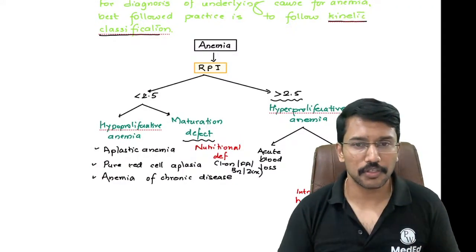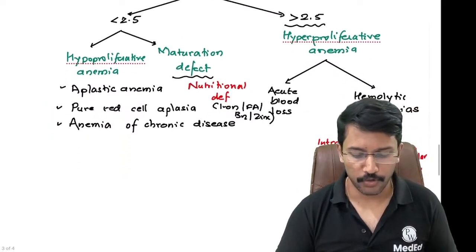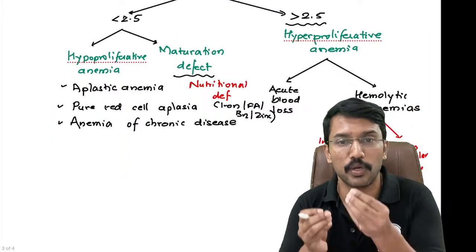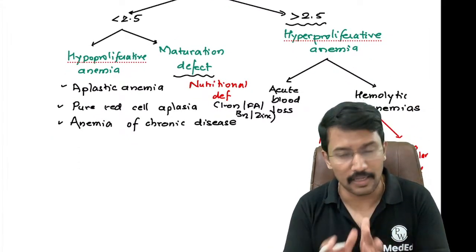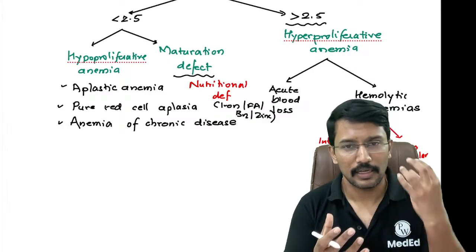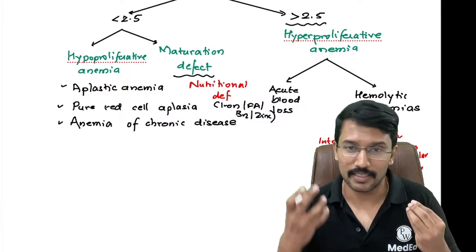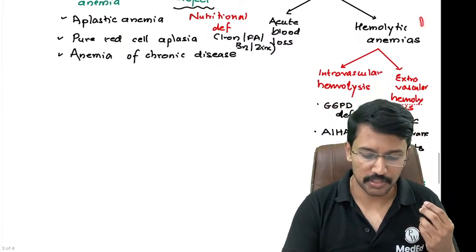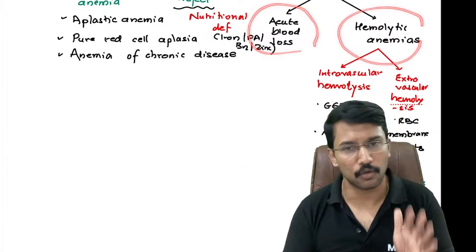So once the reticulocyte production index is calculated, if it is more than 2.5, I know it is a case of hyperproliferative anemia. The problem is not in the bone marrow. The bone marrow is working properly, but the blood that the bone marrow is making is being lost somewhere or is getting destroyed. So that indicates that the patient has either got hemolytic anemia or acute blood loss.